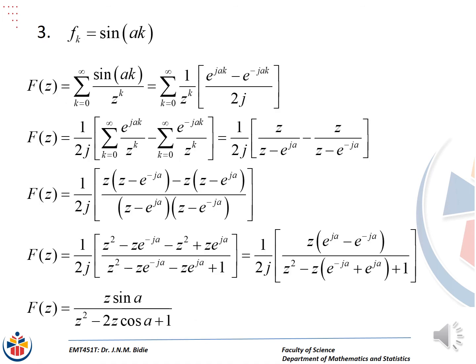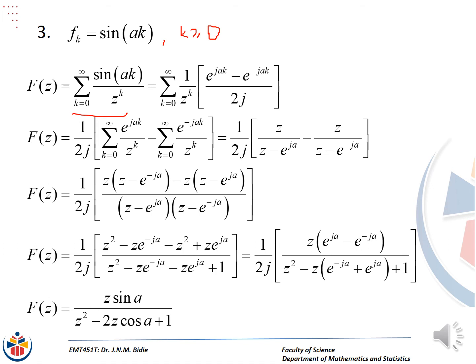Number 3, now we're going to sine of ak. We use the summation, and note that here k is greater than or equal to 0, so we're dealing with a causal sequence. That is why the summation starts from 0 to infinity. And then we use the exponential form of the sine function, which is e to the power jak minus e to the power minus jak, divided by 2j.